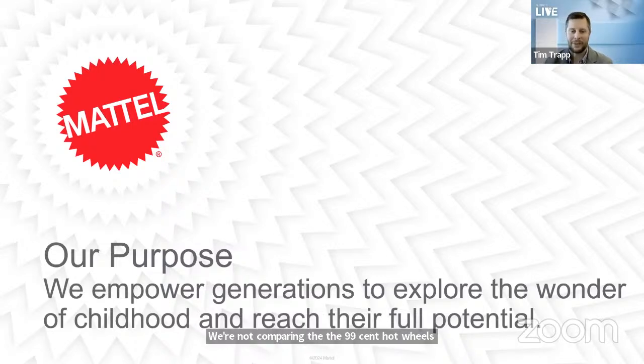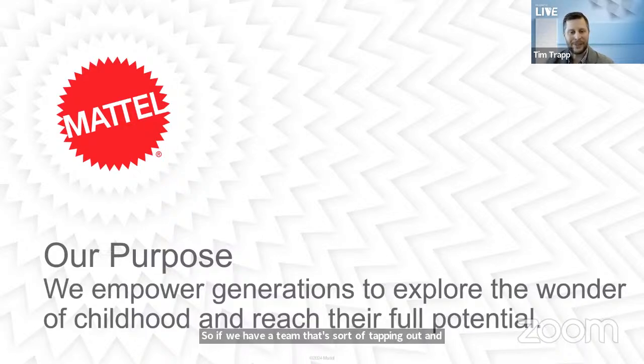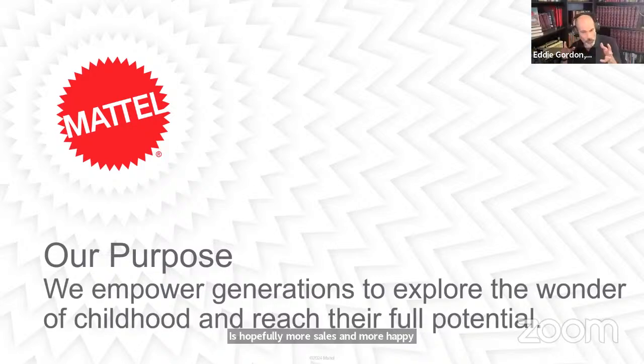So we have internal metrics and internal triggers that vary based on the brand and team. And then we're trending those too. So if we have a team that's sort of topping out and plateauing, yeah, we're going to put less resources into it and put our resources more in the bang for the buck of what can we get from 4.6 to 4.7 stars. And what does that mean is hopefully more sales and more happy consumers. So can you talk more about this triggers idea? These are certain products or certain KPIs that you're looking at that represent the larger catalog in some way.